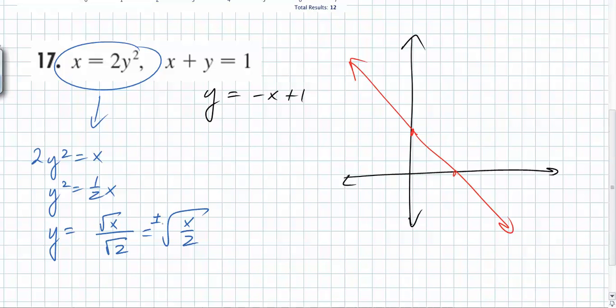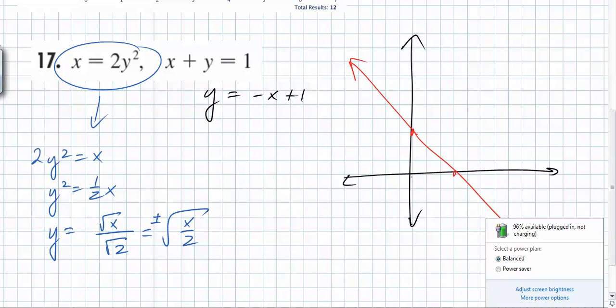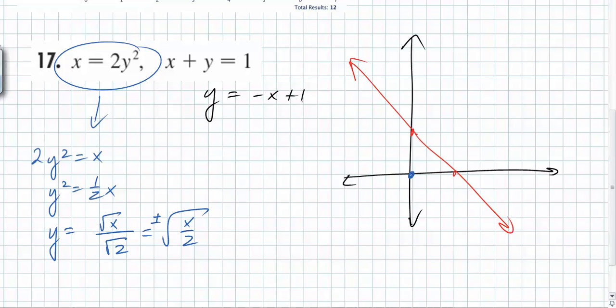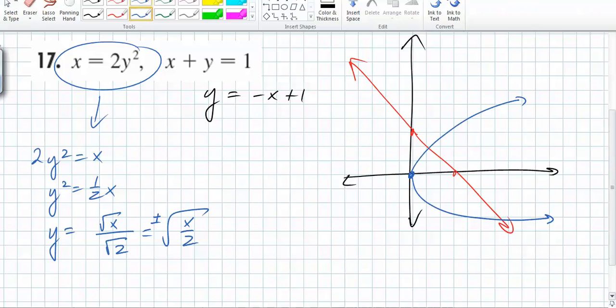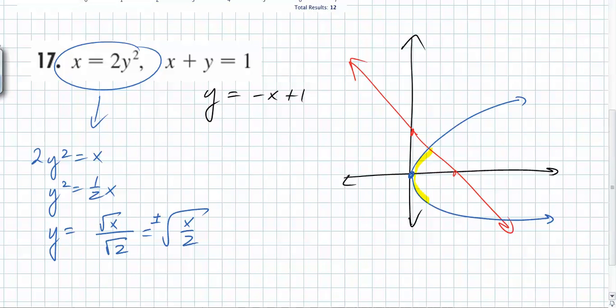So what's this going to look like? What point do you know it's going to go through? It's going to go through the origin. Is it going to go to the right or to the left? To the right, and it's going to be a square root function, so it kind of looks like that. Do you see the region that it encloses? Yeah, the region that it encloses is right here.